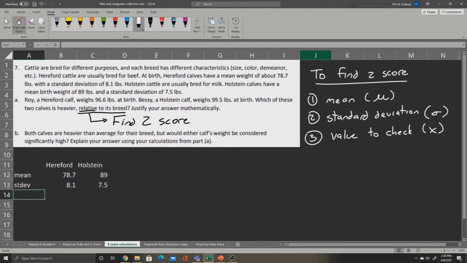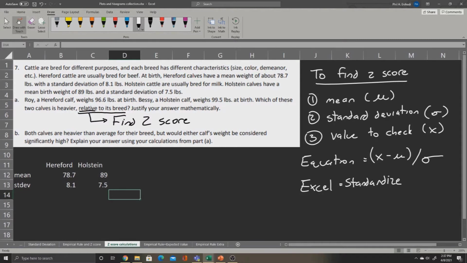There are two ways to calculate z-score. You can use this equation. We'll say z equals (x subtract mu), and we'll need to put parentheses before and after this, and then divide by sigma. The second option is to use a built-in Excel formula. We can say equals STANDARDIZE, and then put our x value, comma, our mean, comma, our standard deviation. Either way will work fine.